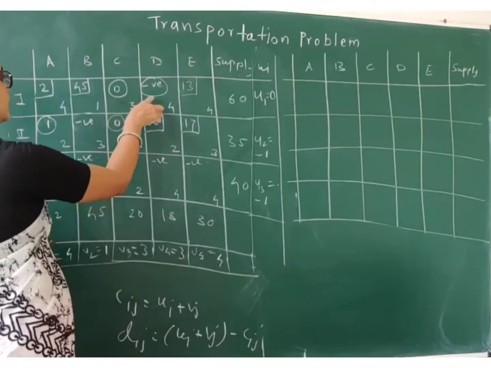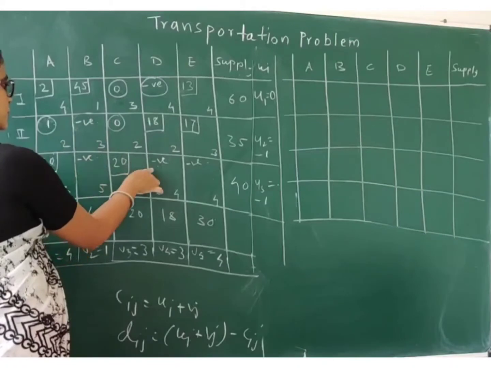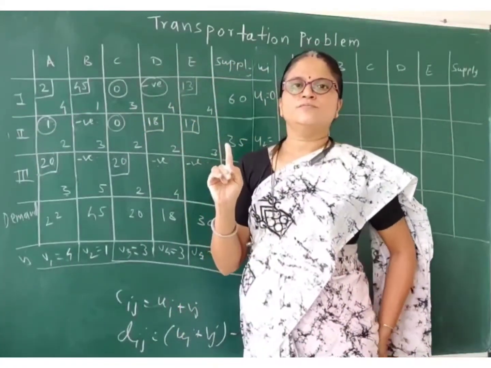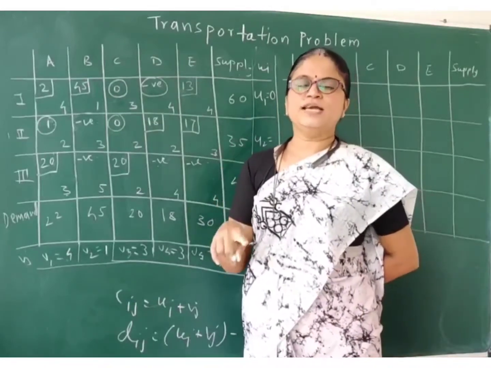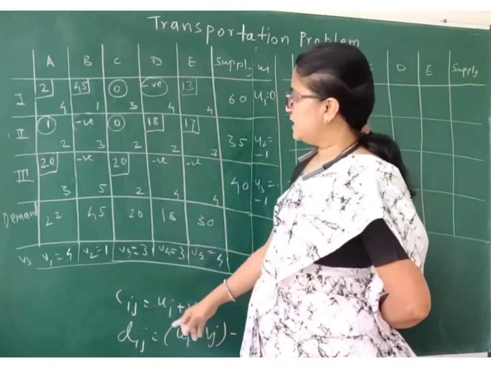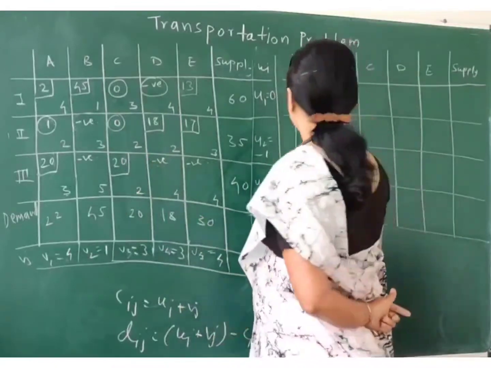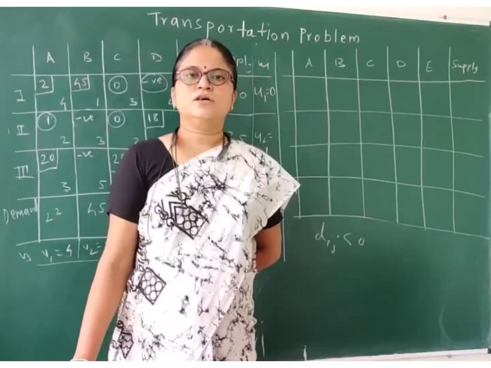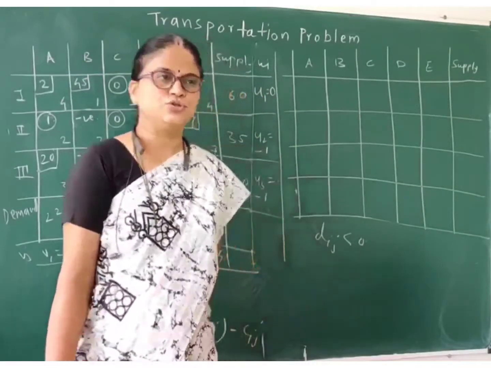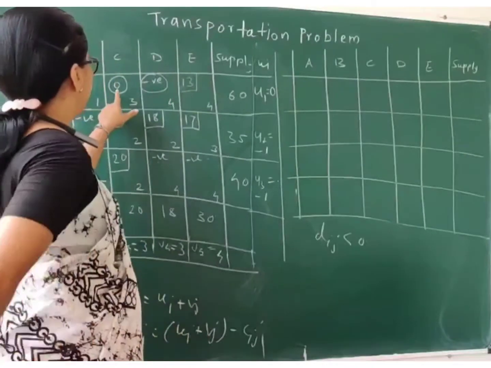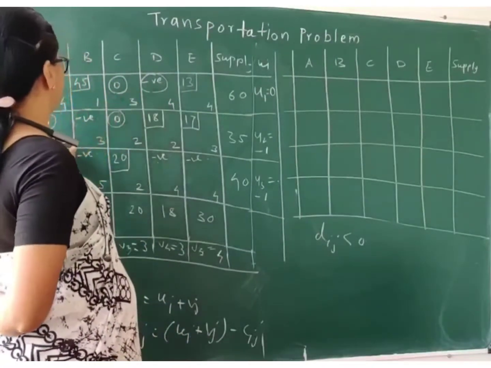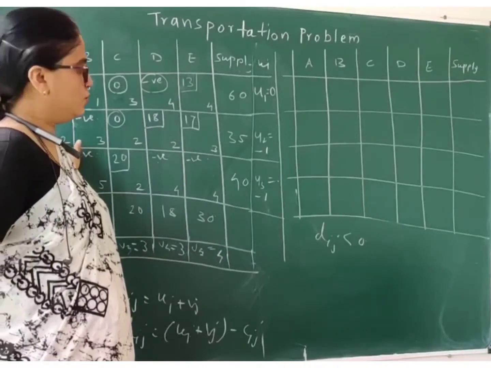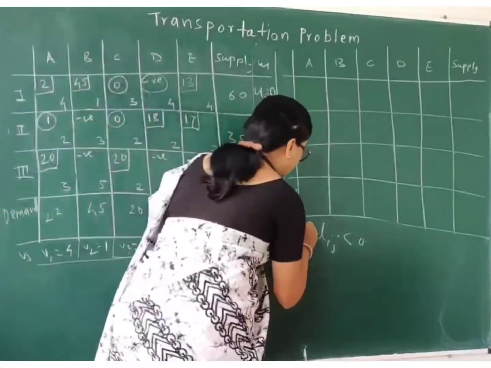So for all the unoccupied spaces we can calculate the value of Dij. Now we can check the values of Dij. If all the values of Dij are less than 0, then the current solution is my optimum solution. So observe the values. My values are 0, negative, 1. So there is one value with positive Dij. Okay, fine. So that is my first case.